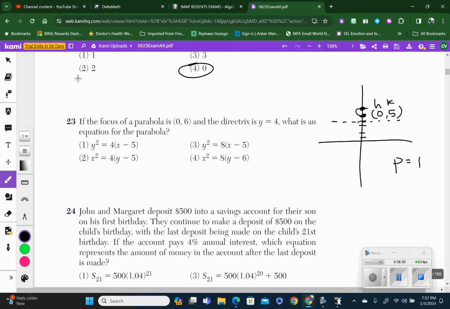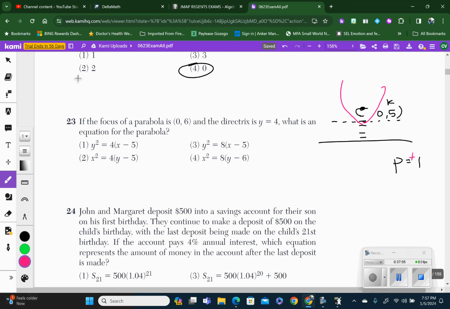And then I have to see if my parabola opens up or down. It can never cross the directrix. It can never cross this line right here. So what does that mean? That means that my parabola is going to open up. It's going to open up like this. So that means my p is going to be positive.